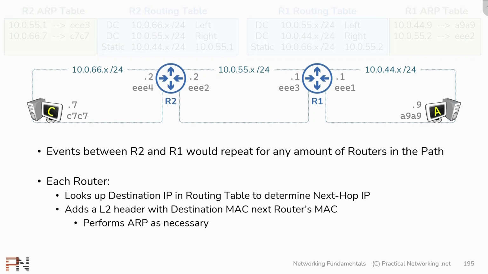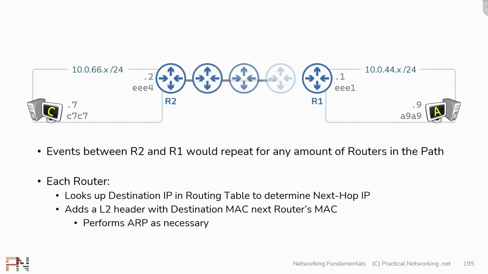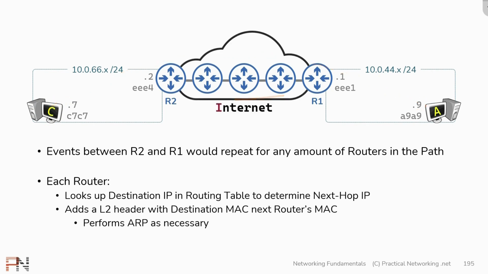These steps are the same steps we just illustrated to get a packet from router 2 to router 1. But those same steps would also occur if there were many other routers in the path between router 2 and router 1. What we just illustrated essentially showed you how a packet gets from host C all the way through to host A, whether host A is on the other side of 2 routers, or 5 routers, or the other side of the internet. In fact, the internet is really nothing more than just a series of routers that are handing packets off between other routers.